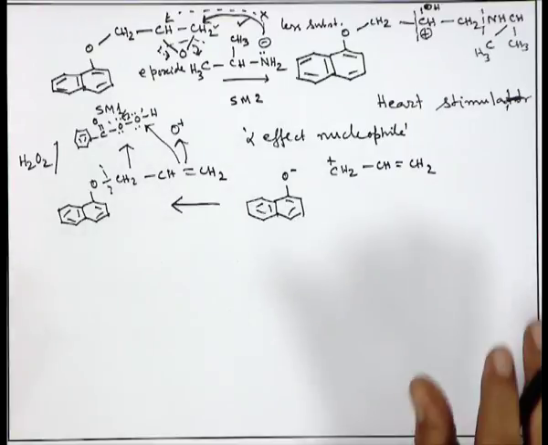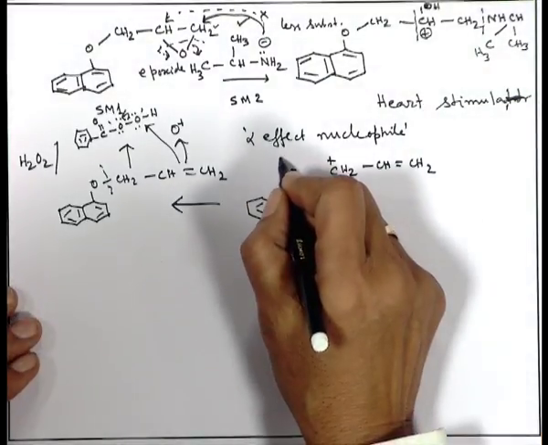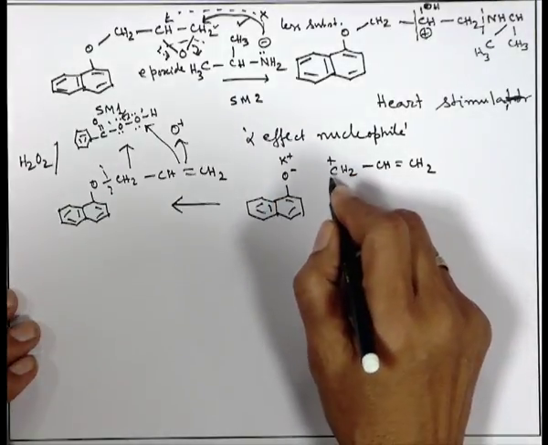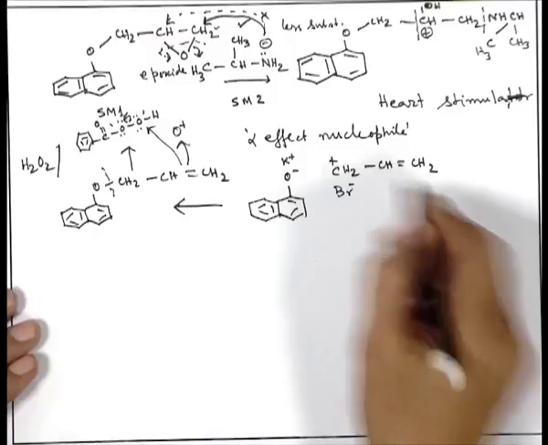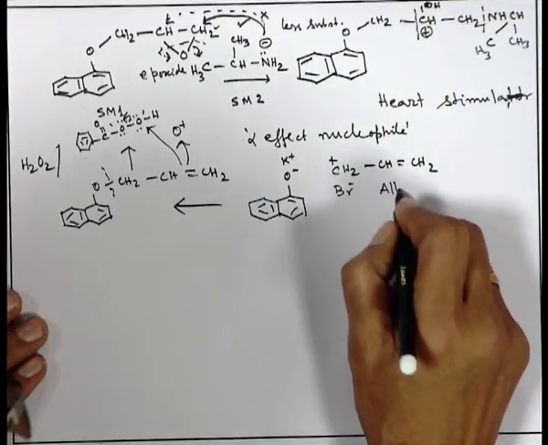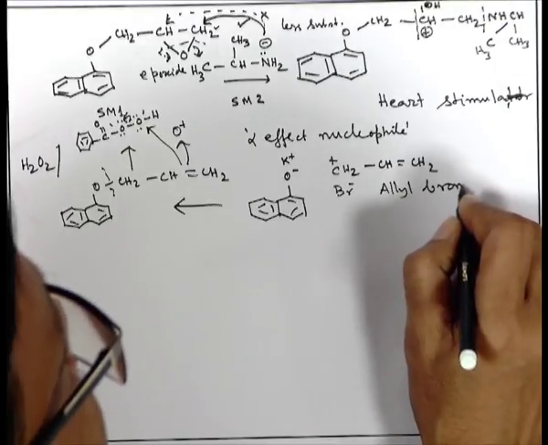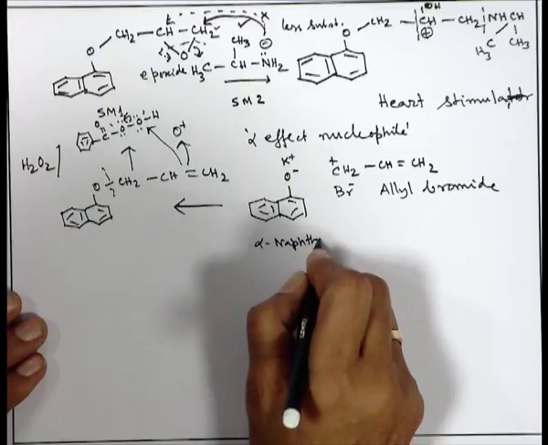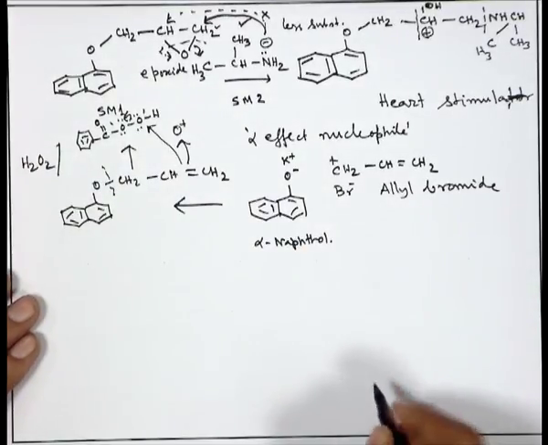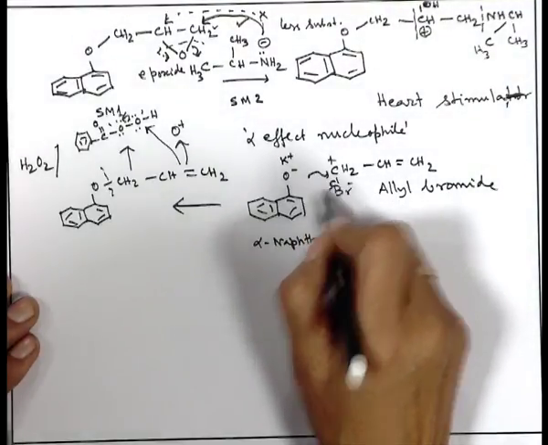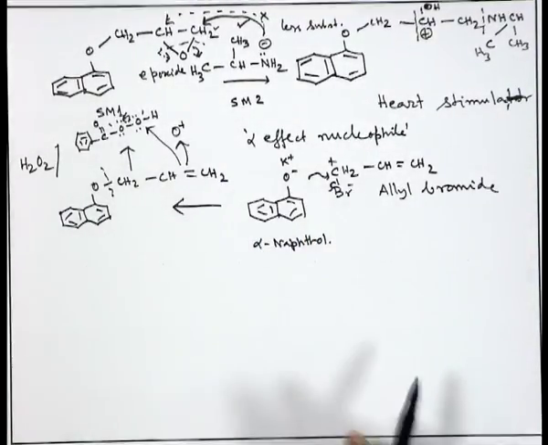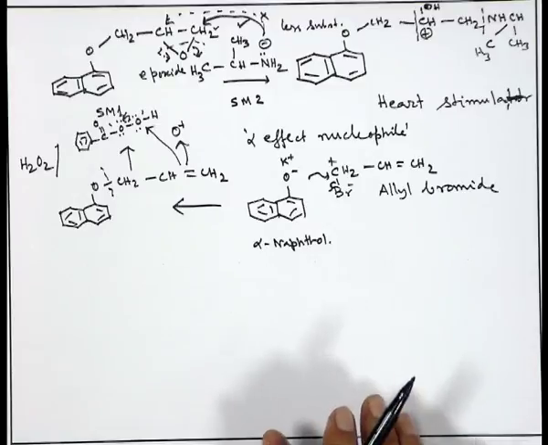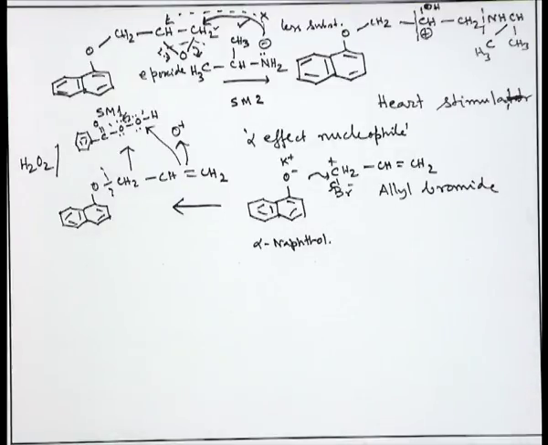So, these are the synthons. What is the synthetic equivalent? O minus K plus you can put it, and the corresponding ion you can put the bromide ion. This is nothing but allyl bromide, very standard compound, commercially available. So, when allyl bromide is treated with alpha naphthol, the reaction is very simple. O minus will attack this carbon, throw away the bromine, and you get O CH2 CH double bond CH2, not at all difficult. So, a simple trick can help to get a complicated structure to be synthesized very easily by this pathway.